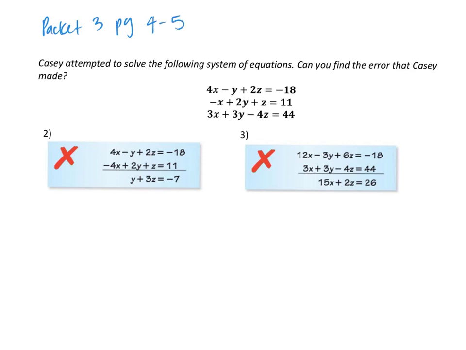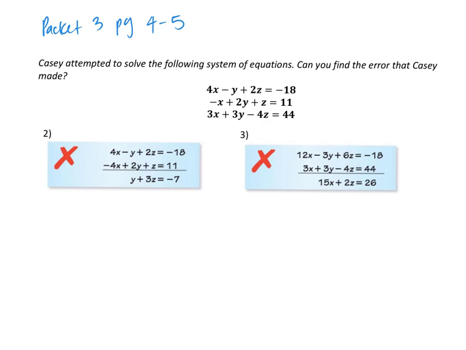So I think this problem is on page 4. And so what we're going to be doing is, this one's about Casey. And Casey attempted to solve the system of equations. And so this is a 3 by 3 because we see 3 equations and 3 variables. And it says, like, can you find the error that Casey made? So it looks like Casey showed some work here and here. Maybe he paired up 2 here and then paired up another 2 here.